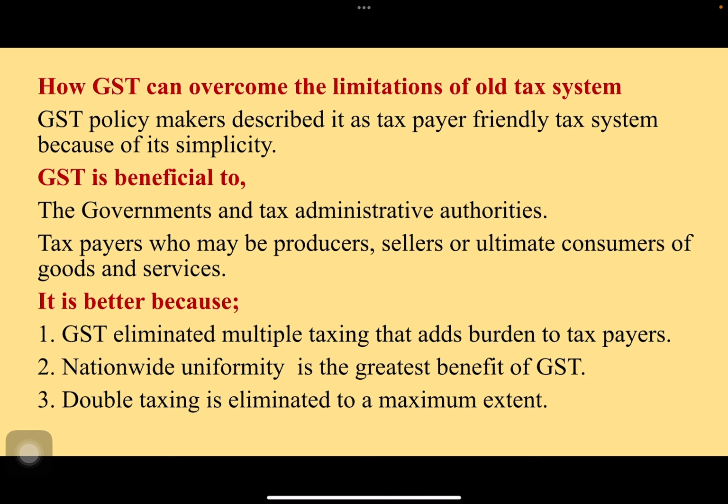How can GST overcome these limitations? GST policy makers described GST as a taxpayer friendly tax system because of its simplicity. GST is beneficial to the government, to the tax administrative authorities, and to taxpayers who may be producers, sellers, suppliers, consumers, etc. It is better because GST eliminated multiple taxing that adds burden to taxpayers. The most important one is nationwide uniformity. This is the greatest benefit of GST.